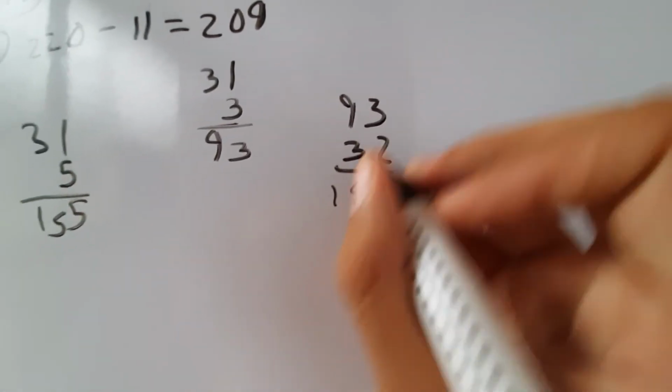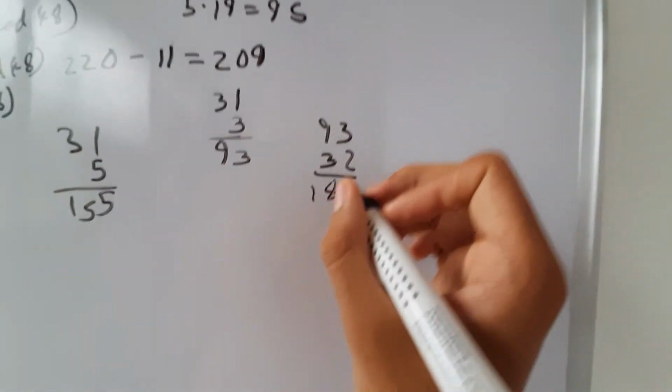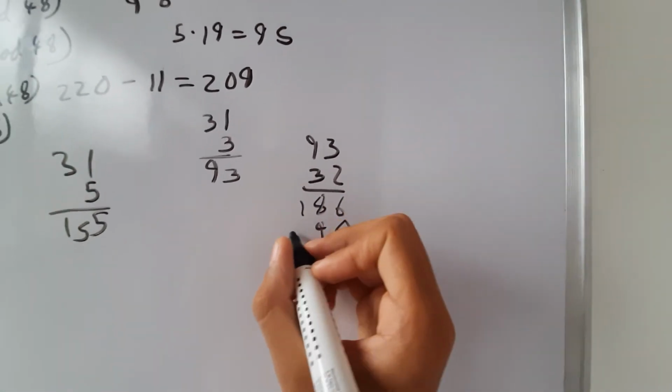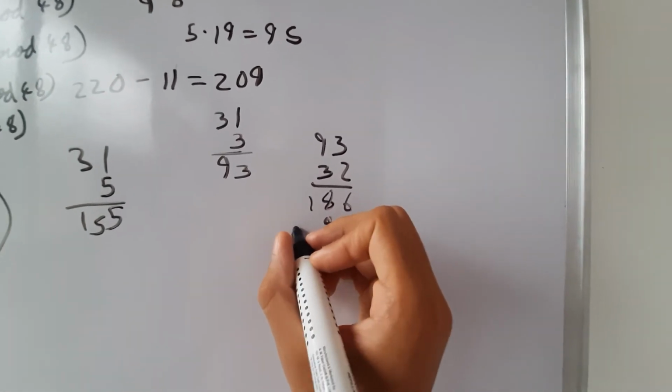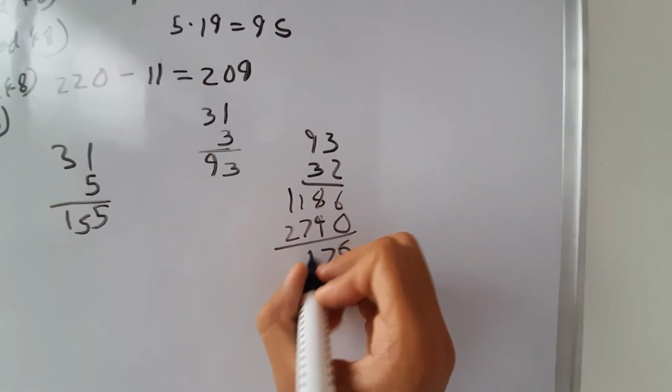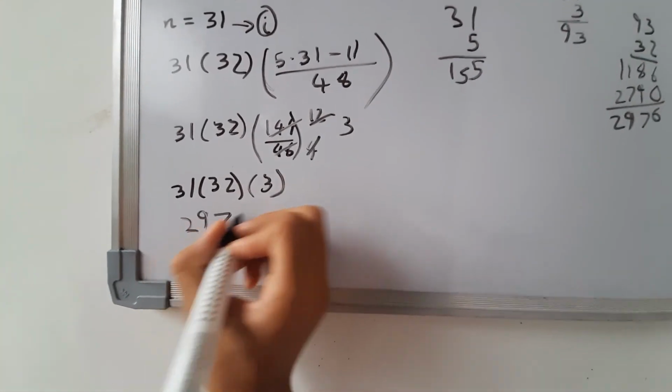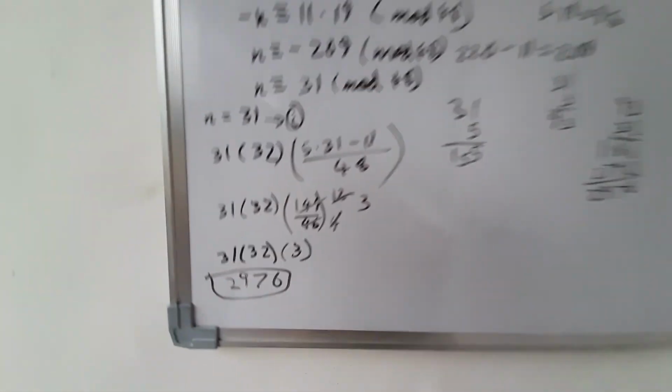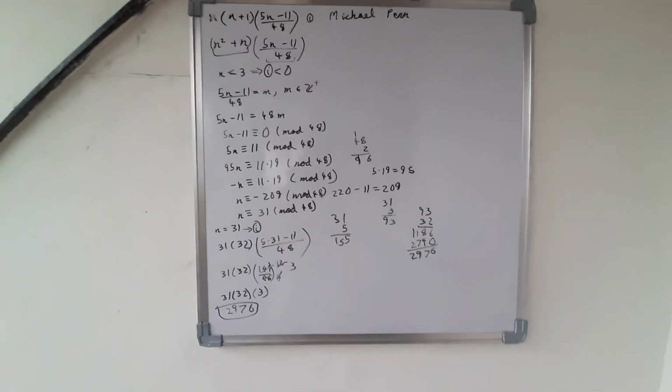Okay, so 3 3s are 9, 3 9s are 27. Yeah, I can do math. 3 times 31 times 32 is 2976. 2976 is what it evaluates to, which I'd say is pretty neat.